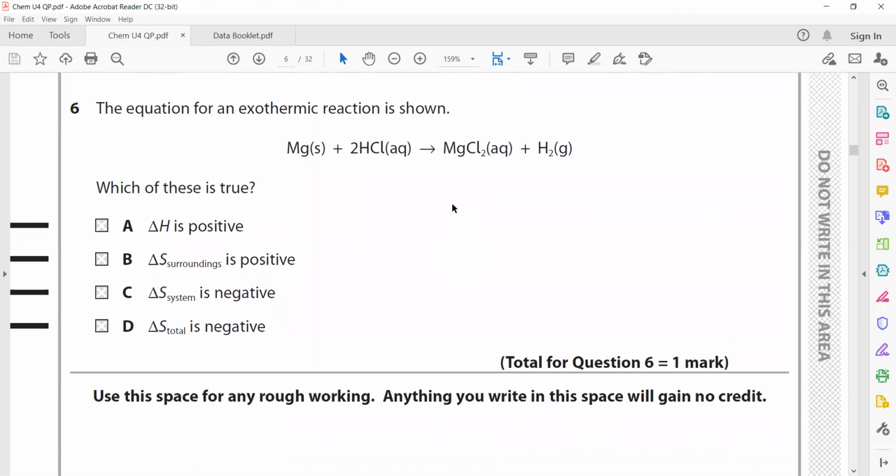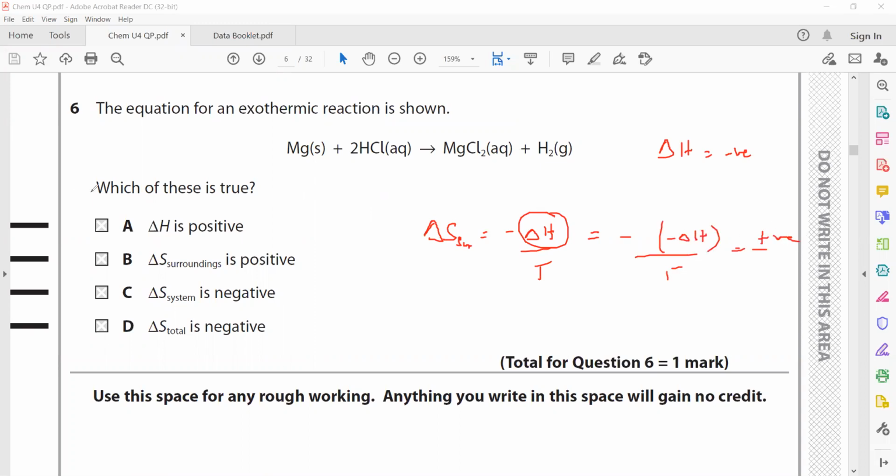In the first question, the equation for an exothermic reaction is shown. Which of these is true? Delta H is positive because the reaction is exothermic. That is wrong, delta H cannot be positive; it will always be negative. Entropy change of the surroundings is positive, that's true. Why? Because entropy change of the surroundings is minus delta H by T. If the value of delta H is negative, then negative multiplied by negative will be positive. So B is the right answer.